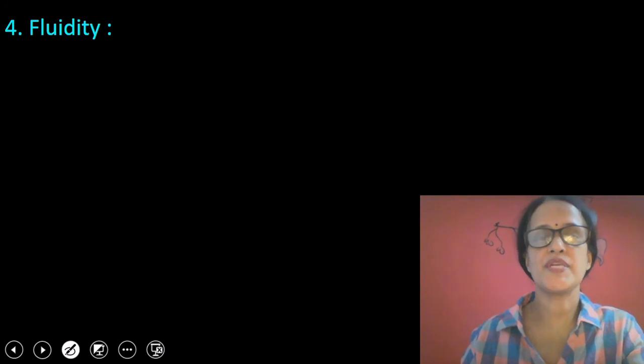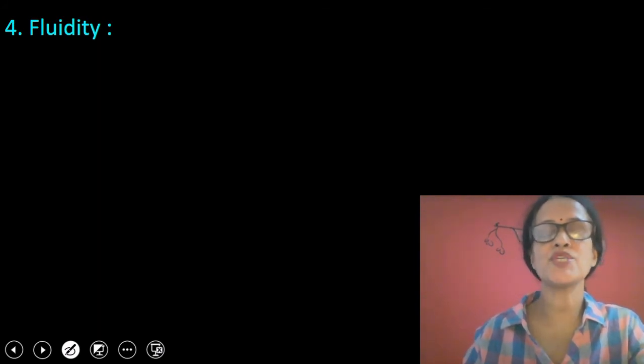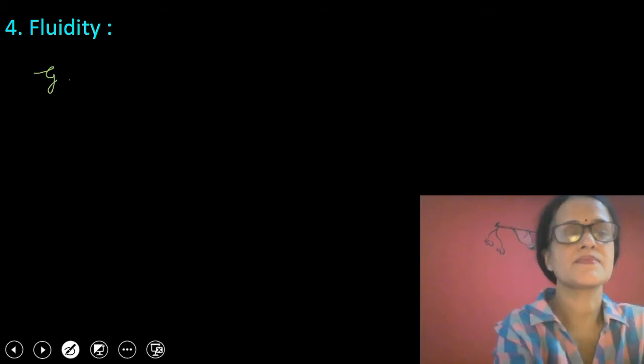Next point is fluidity. Gases show the property of fluidity because particles in gaseous state can flow from a region of higher concentration to lower concentration.